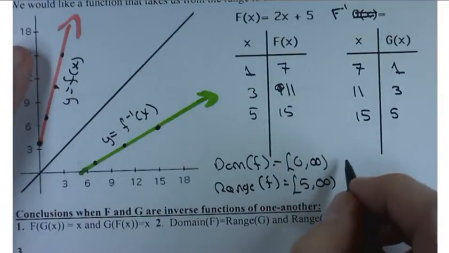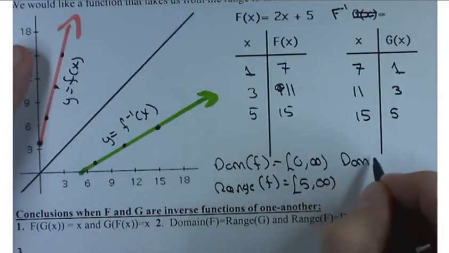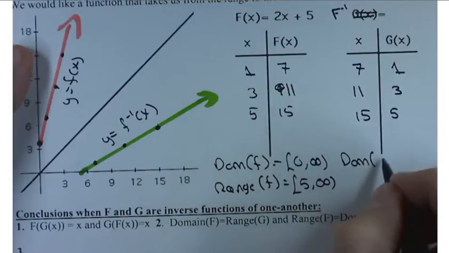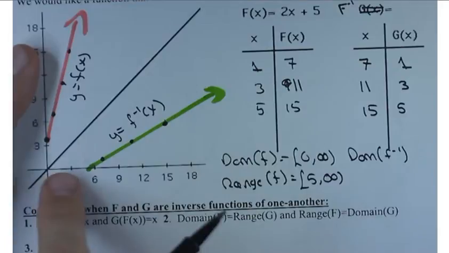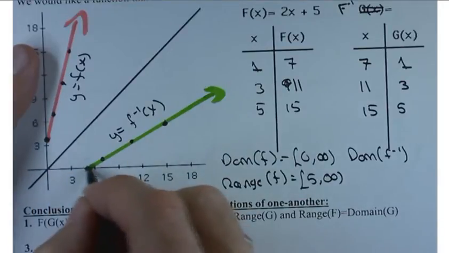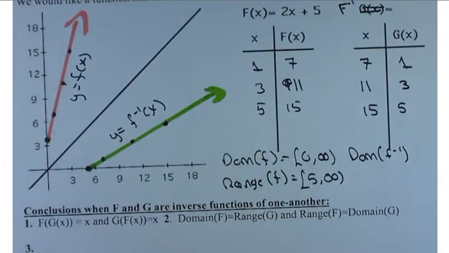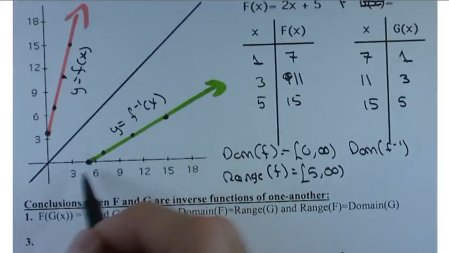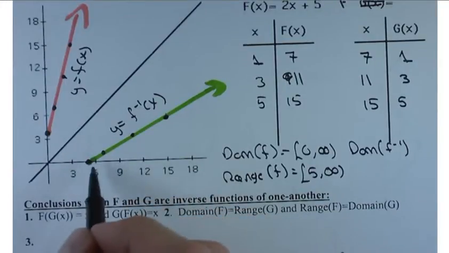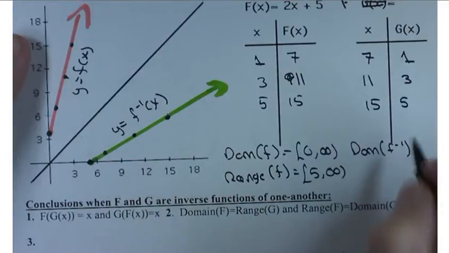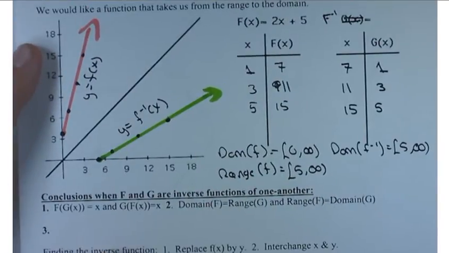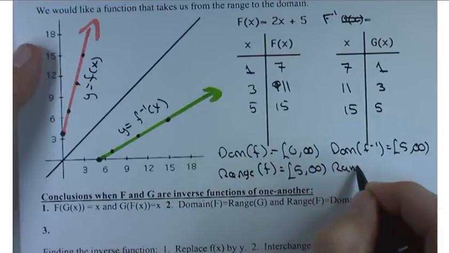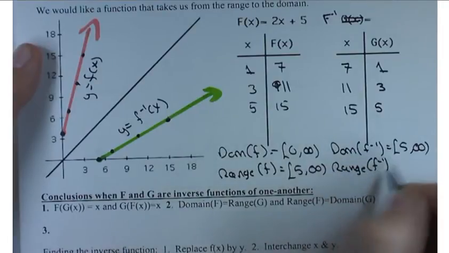Let's look at the domain and range of the inverse. So the domain of f inverse, well, it doesn't start at 0, does it? Remember, we're dealing with the x values. Where would you guess this starts? Well, it has to be a little bit to the left of... Yeah, it starts at 5 to infinity. How about the range? Good. 0 to infinity.